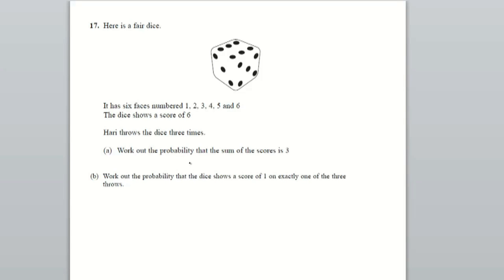Throwing a dice 3 times. Work out the probability that the sum of the scores is 3. Well, if it's being thrown 3 times, the only way that can be is probability of a 1 and probability of a 1 and probability of a 1. Throwing a 1 is 1/6 times 1/6 times 1/6. Leave it in fraction form, 1/216. There's no other combination of throws, if you're doing it 3 times, that's going to give you a score of 3.